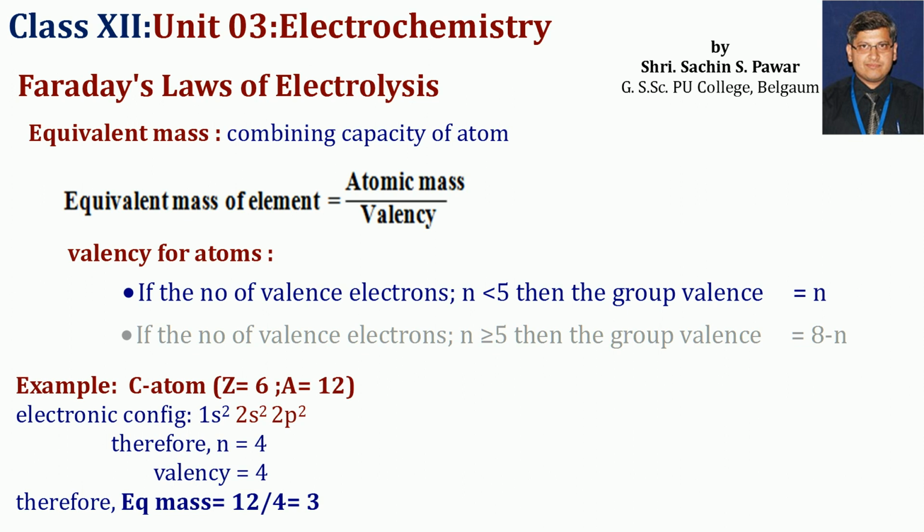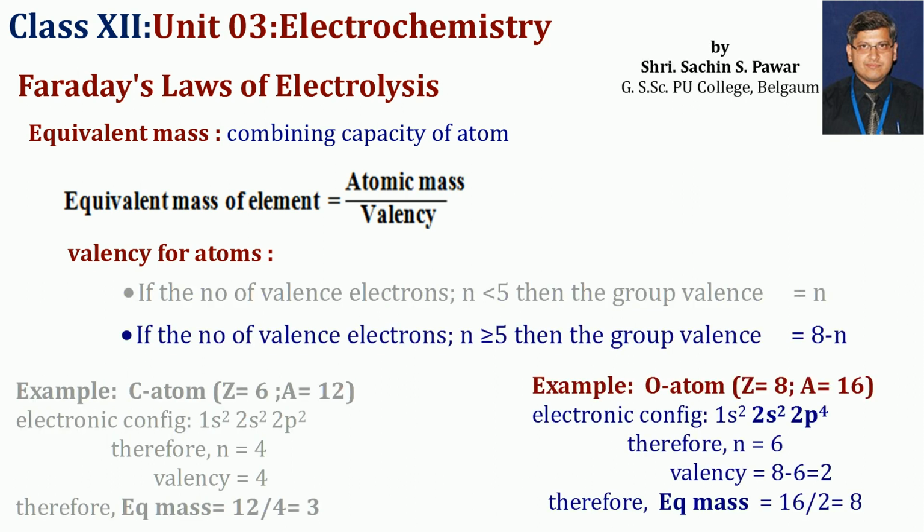Example 1, carbon atom, atomic number 6, mass number 12. From the atomic number, its electronic configuration is 1s2, 2s2, 2p2. Therefore, there are 4 valence electrons in its outermost shell, and hence the valency is 4. And hence, the equivalent mass is atomic mass upon valency, that is 12 divided by 4 equal to 3.